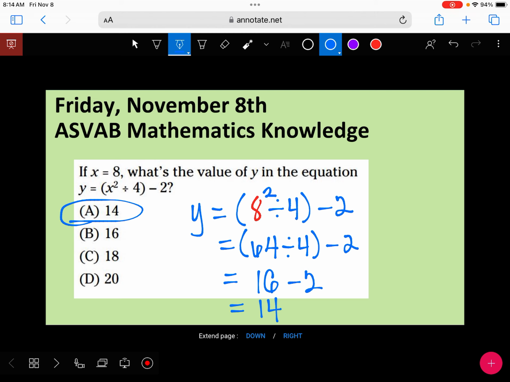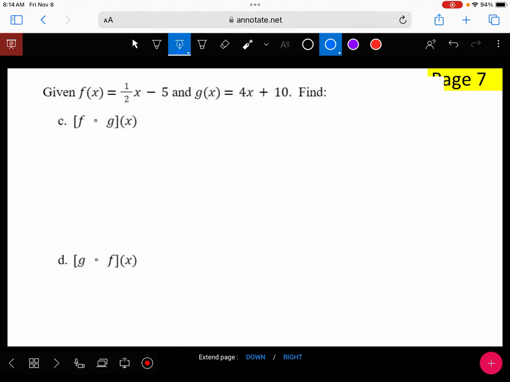Okay, so we're going to pick up one more question where we left off on Wednesday. So let's go to our note packet. I believe we're on page 7. We're going to skip down to the example on the bottom, the bottom of page 7 in your notes. And we are doing compositions again.